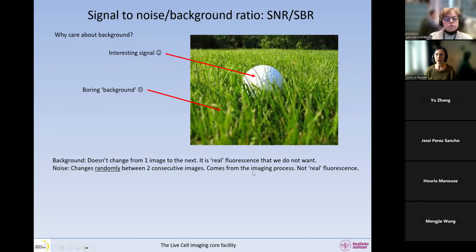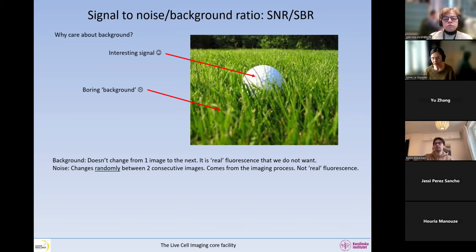The noise comes from the imaging process. As I've shown you with the sensors, we have a whole process of amplifying the electrons, reading the voltage, and digitalizing the image, and some of this unfortunately creates noise in the image. So this comes from the imaging process, and it's not real fluorescence, even though it looks like small dots all over our image. It's not real fluorescence.